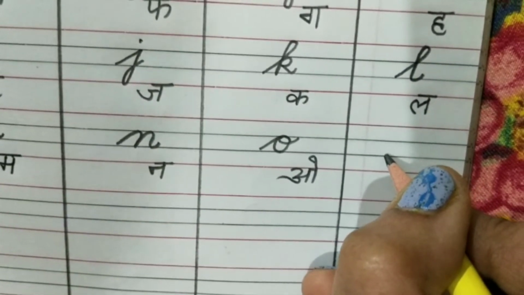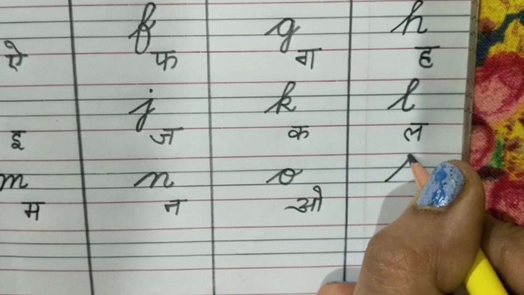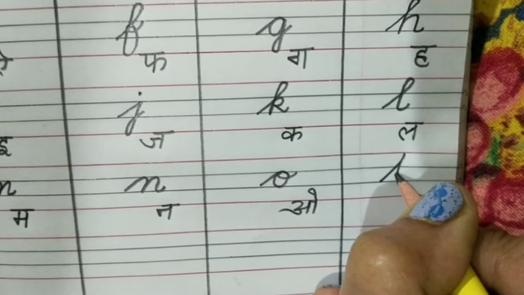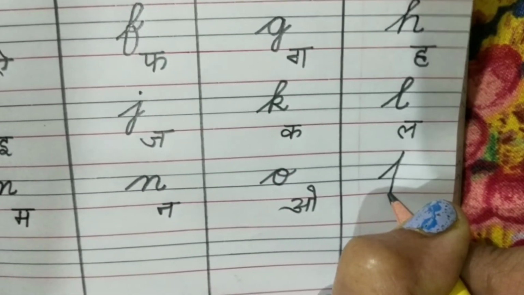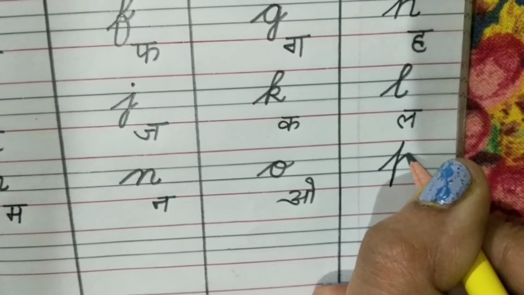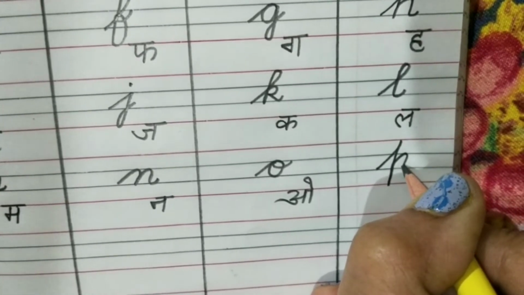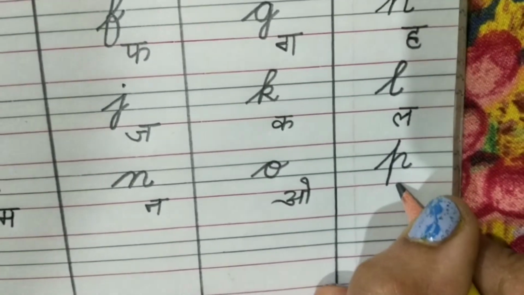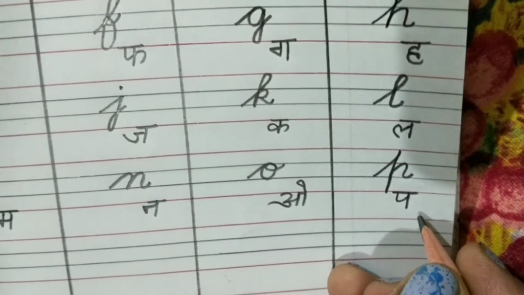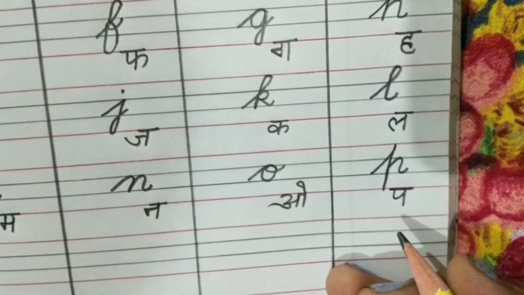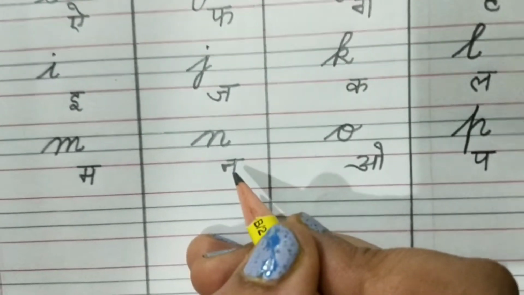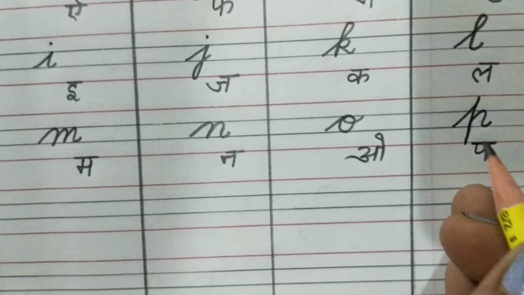After O, come to the next letter, letter P. P says P. Make a slant line and again come down, touch the red line, again touch the black line, turn like this. P says P. Pin, P pineapple, P parrot. P says P. Now revise it. M says M, N says N, O says O, P says P.